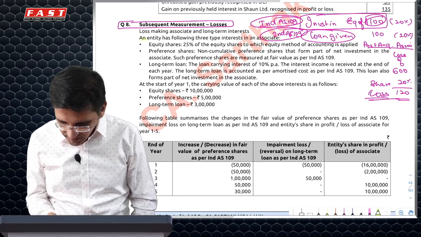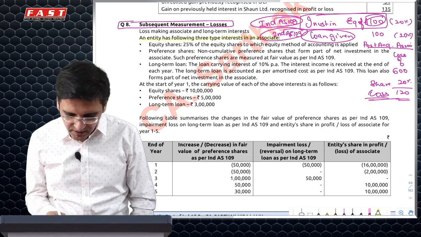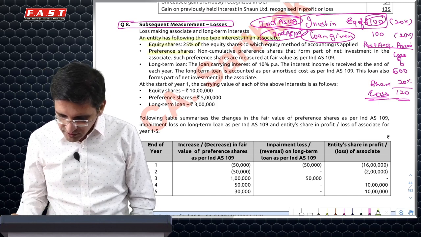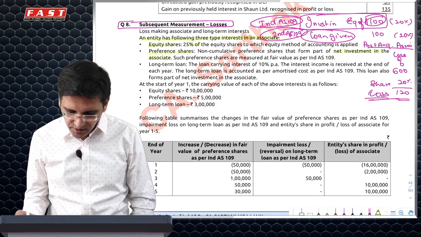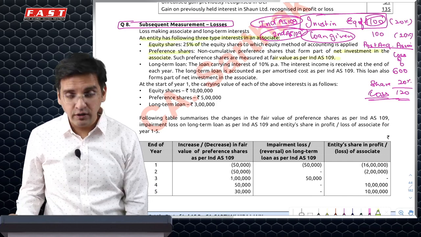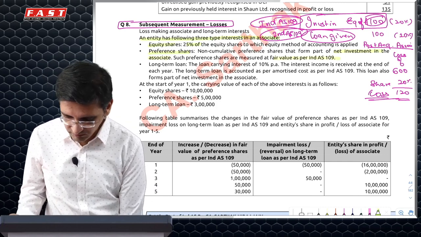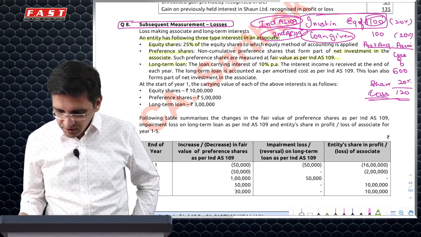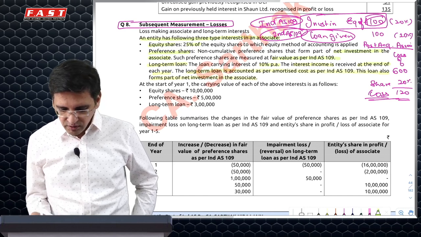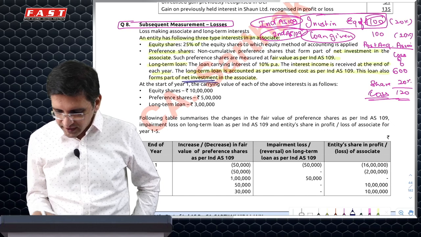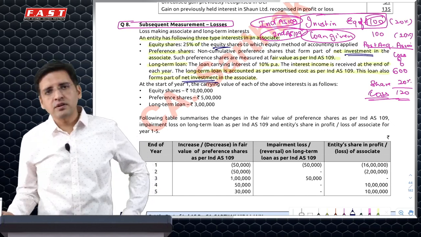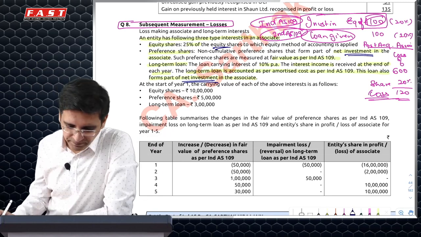It says it has made three types of investments in associate: equity share 25%, preference share non-cumulative, which is forming part of net investment in associate and is measured at fair value as per 109. So 109 applies on it. And then we have a long-term loan, 10% per annum interest received at the end of each year. It is also accounted on 109, but it also forms part of net investment in associate. So losses could be adjusted from all three of them.